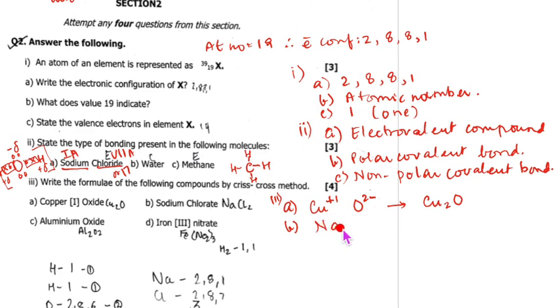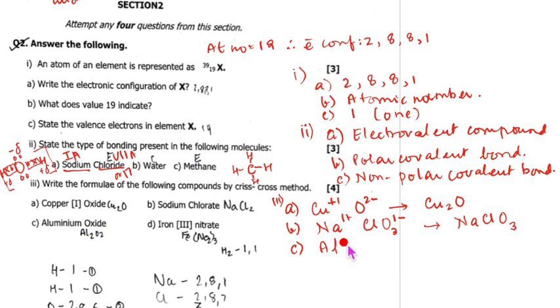B, sodium chlorate. Now what is sodium chlorate? Sodium is Na. Na is 1+. Chlorate is ClO3. That is again 1-. Now crisscross will give us NaClO3.